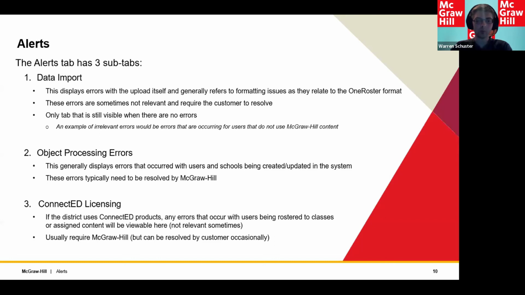Our final subtab that we have is the ConnectEd licensing tab. If your district uses ConnectEd products, the errors that occur on this page are generated from that nightly ConnectEd sync. So commonly we will see problems with users being rostered to classes or assigned content that is not necessarily still current. These are the types of errors that would show up here, and sometimes they need to be resolved by McGraw-Hill, sometimes they need to be resolved by the district.